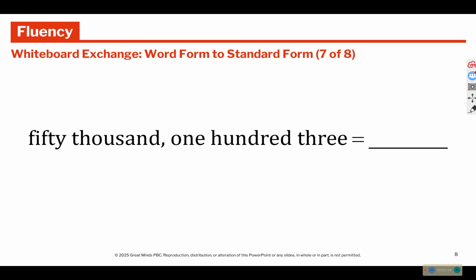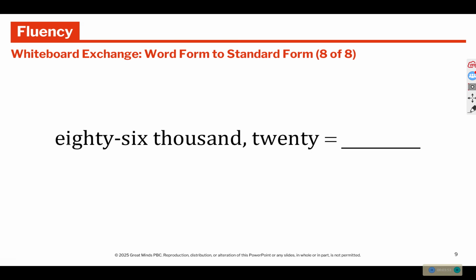$50,103. Write the number in standard form. Now let's check our work. 3, 2, 1. There is a 0 in the thousand place because we have 50. 50 ends in a 0. And then we do not have a 10 mentioned, so our 0 also shows up in the tens place.